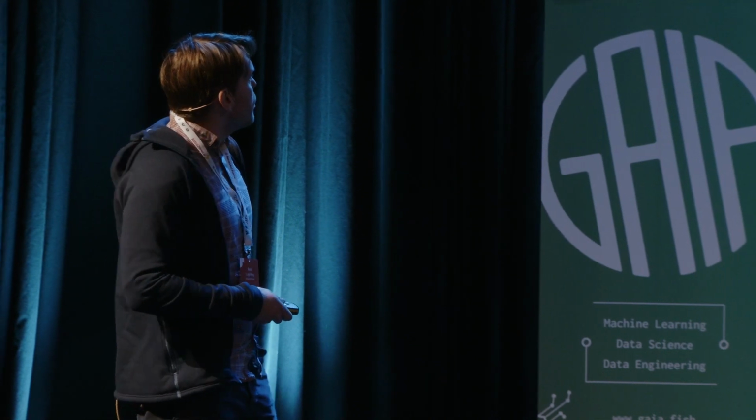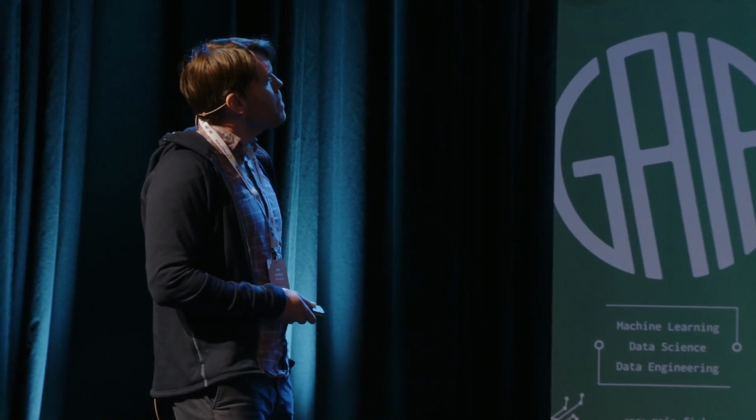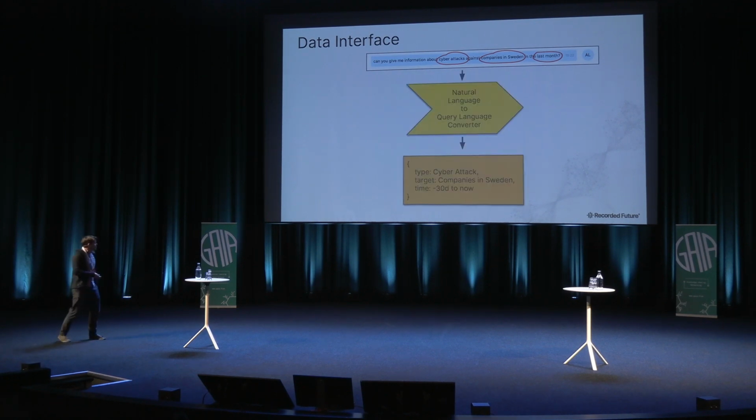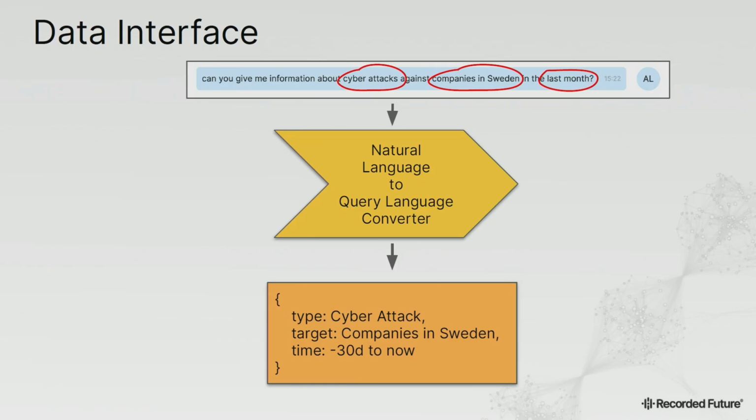Okay, so with this we have built, going a step further than just the vector space retrieval, a thing which extracts the salient points. Here we're talking about cyber attacks, companies in Sweden in the last month, from the question: can you give me information about cyber attacks against companies in Sweden in the last month? From this we have a way of querying the graph. Very schematically, we have a box that converts this into some query language from which we can extract data from the graph.